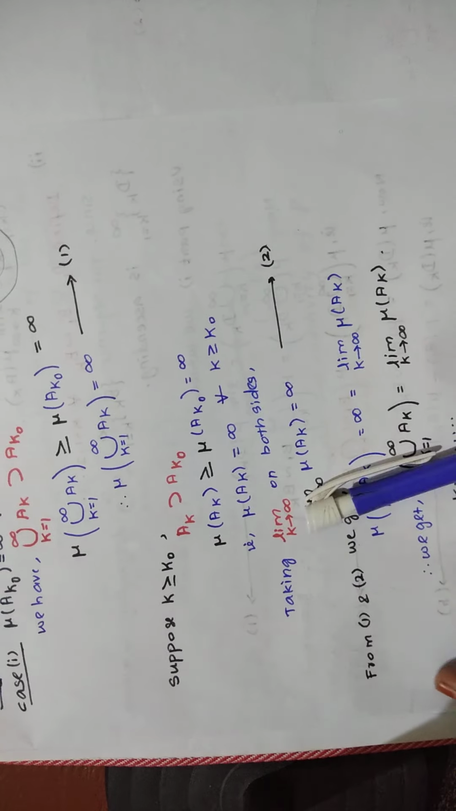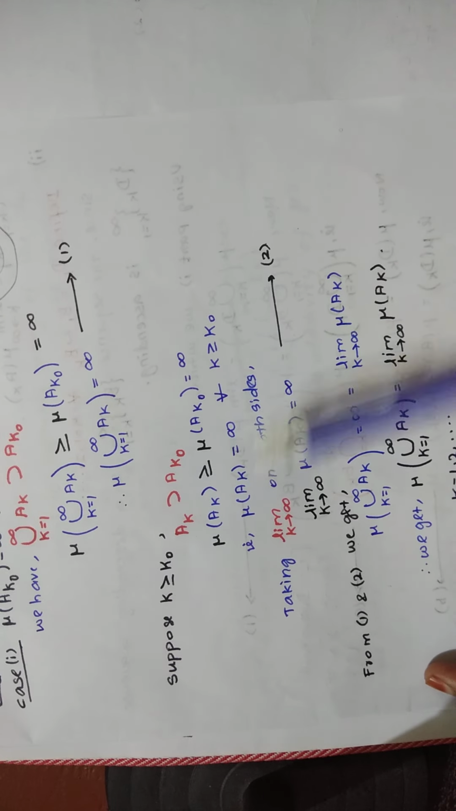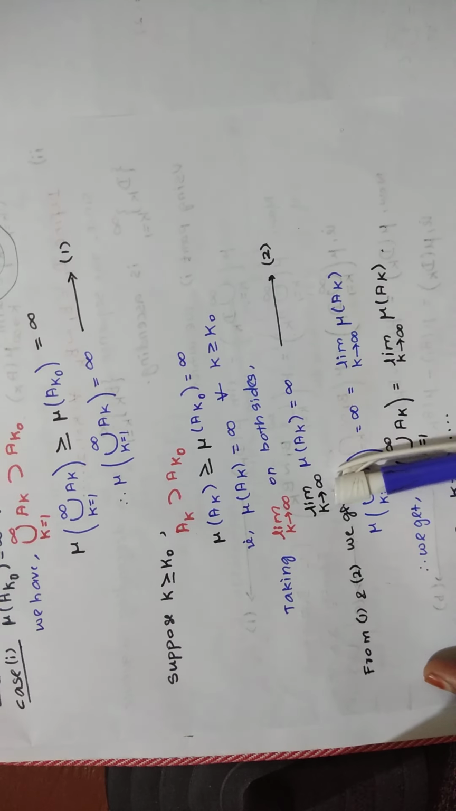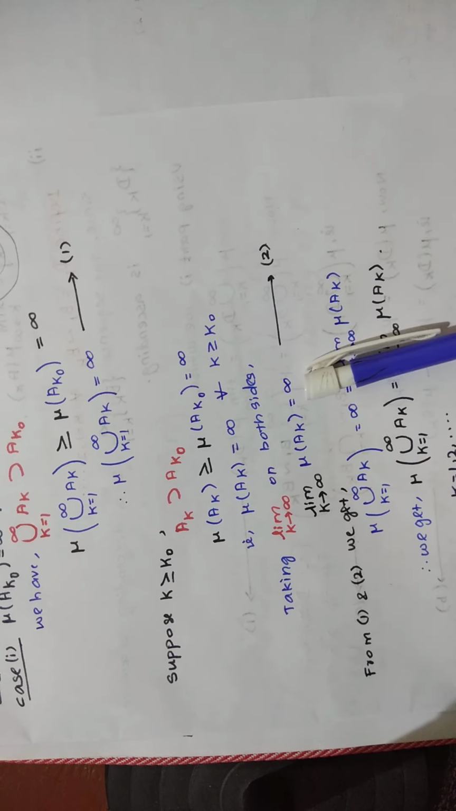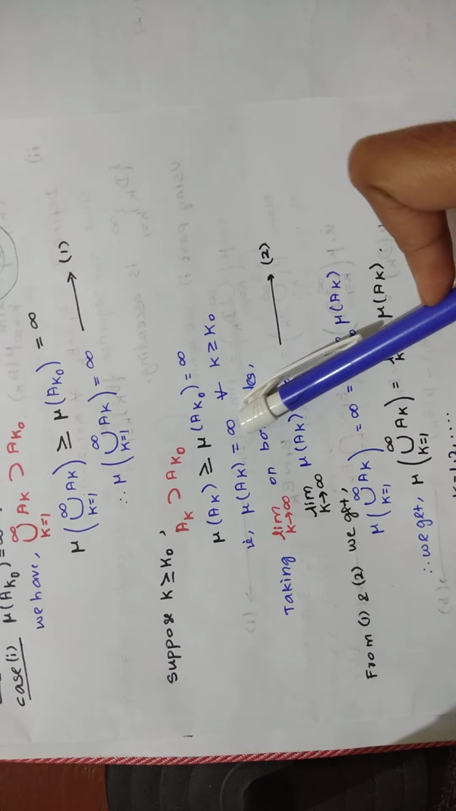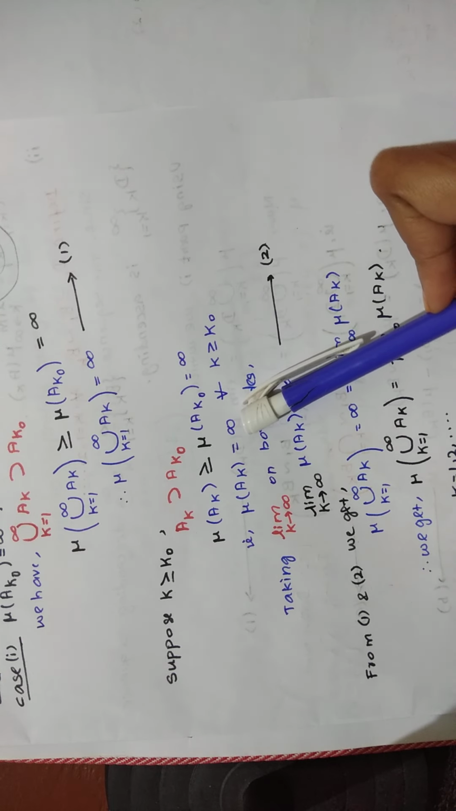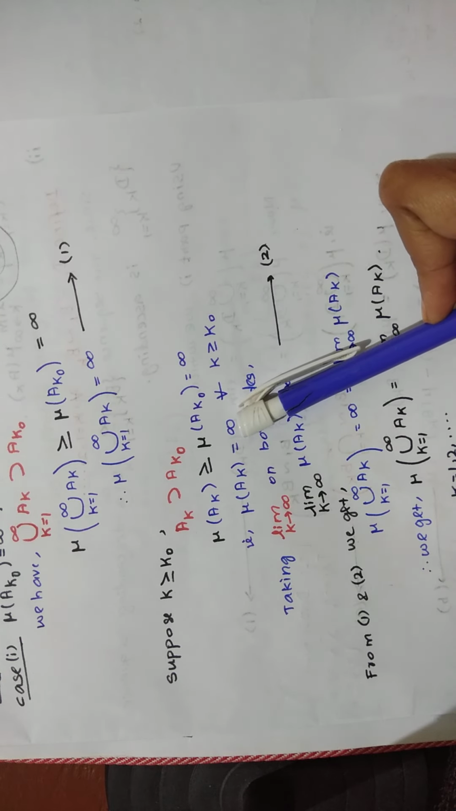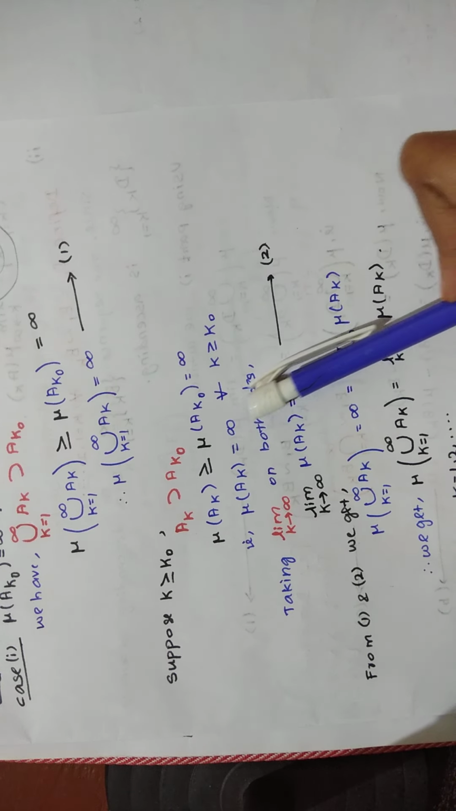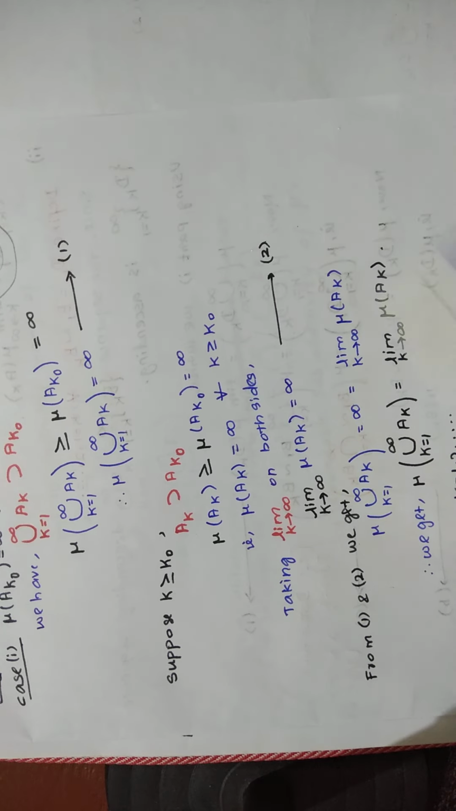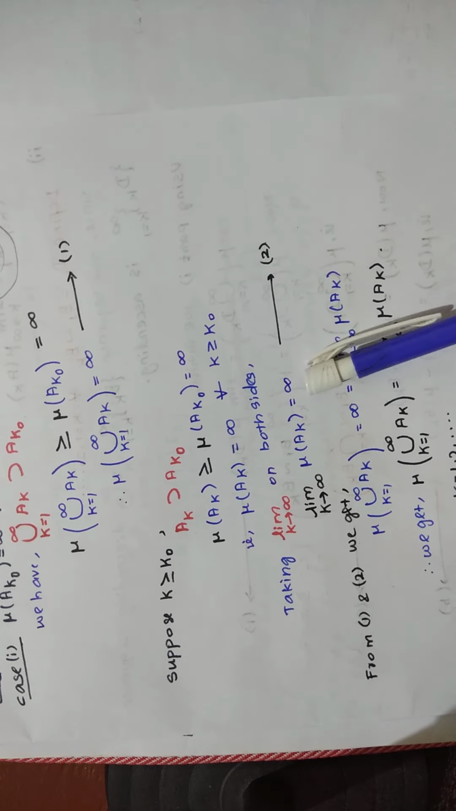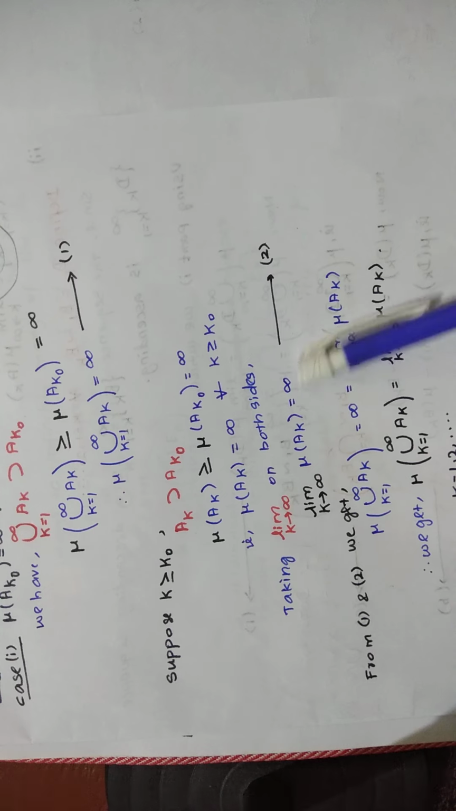Now taking the limit as k tends to infinity on both sides, you take the limit as k tends to infinity and write this. And here you are not putting the limit as k tends to infinity. The reason is that on the right hand side you do not have any term with k, right? So there is no need to take the limit as k tends to infinity, because there is no k term to apply it to. That is why you are just putting infinity here.